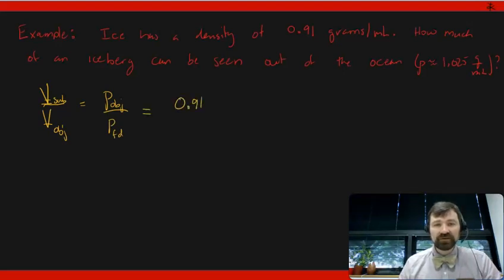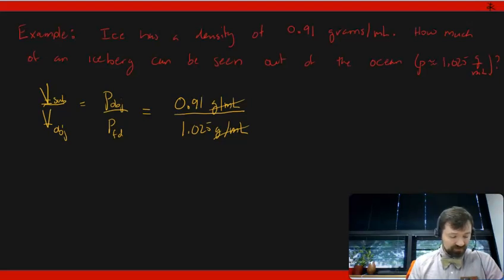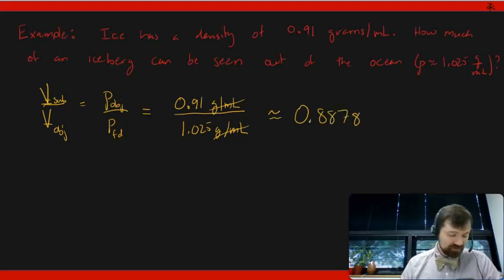So that is 0.91 grams per milliliter divided by 1.025 grams per milliliter. And you do not have to convert these units because you're setting up a ratio, so as long as they're both in the same units, the ratio is okay. So 0.91 divided by 1.025 gives us 0.8878. I'm not going to write all the digits out. Okay, that is how much is submerged.